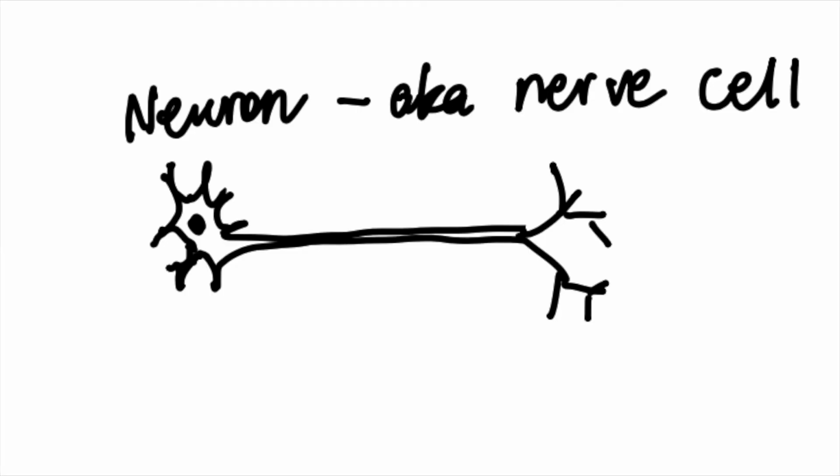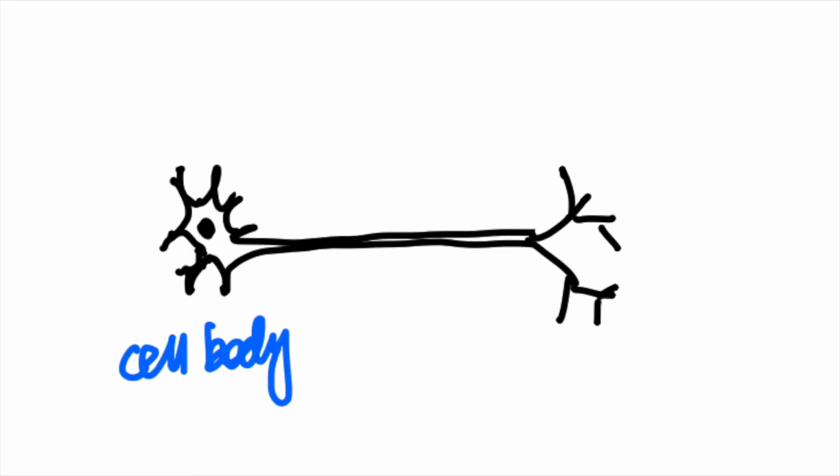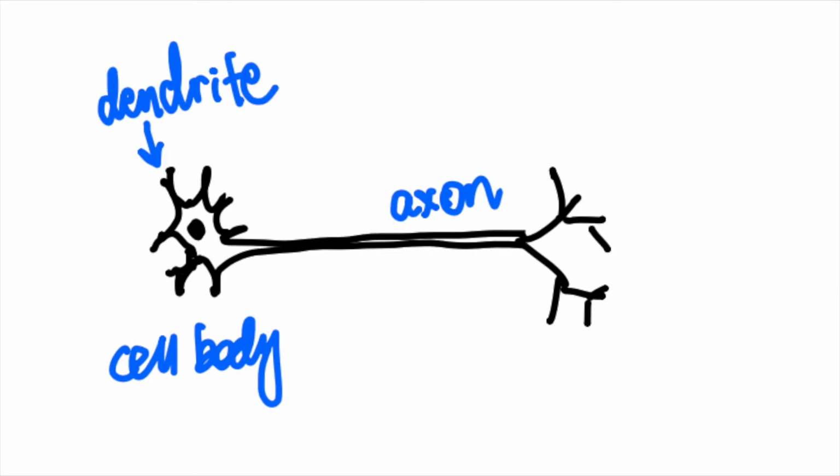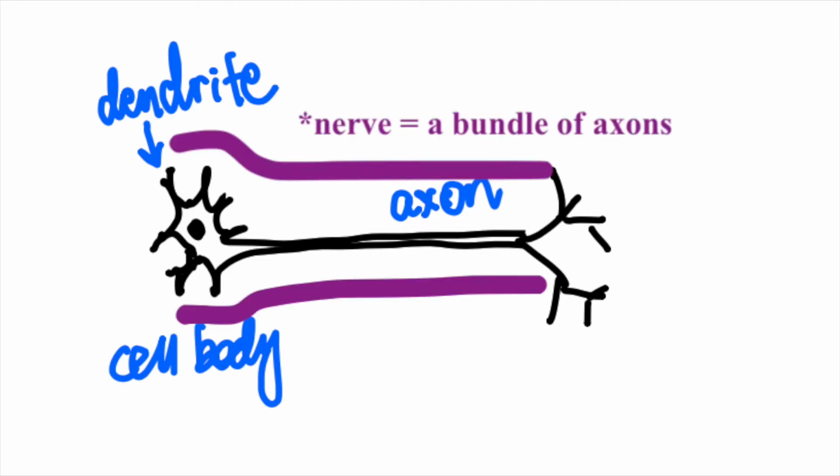Before we talk about central and peripheral nervous systems, we need to know what the nerves are. This is a single nerve cell, aka neuron. As you can see, the bulky part on the left is a cell body. The structures like little tree branches are called dendrites, and the long string-like structure is the axon or nerve fiber. A nerve is essentially a bundle of axons.